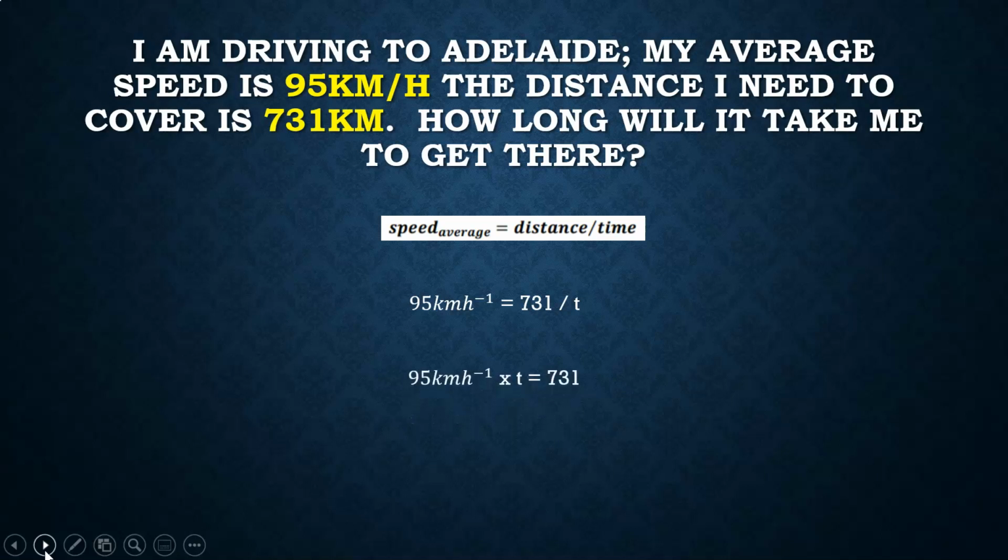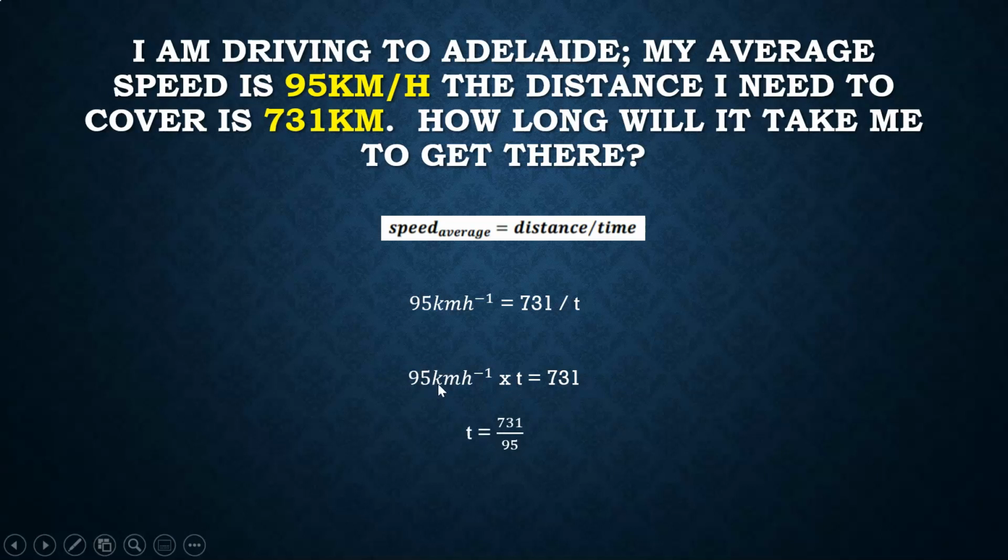Okay, so we need to rearrange this equation. We need to move time so it's on its own. To remove time from this side, we need to multiply by time, and what we do to one side, we have to do to the other. So we multiply by time, and we get time on its own there.